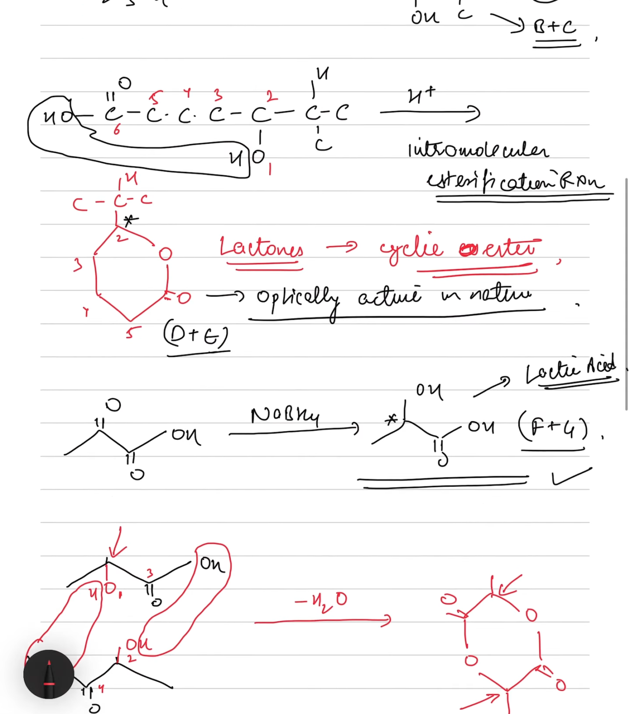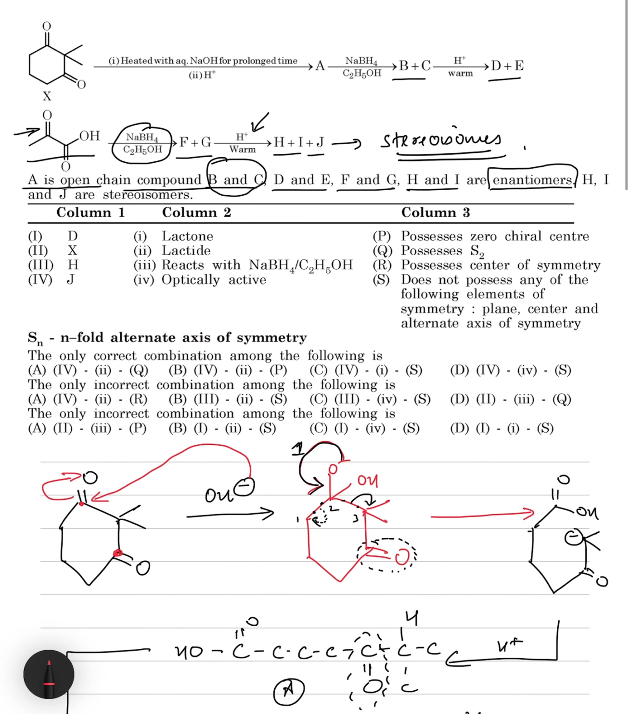Now let's go to the main part, the questions available here. Let's go to the first question. The only correct combination from among the following, we have to find which one is the correct option, right? If we talk about option A, fourth, second, and Q. Now the fourth one is J, right? And the second one, lactide. J is lactide also, right? J and second are correct. And second goes to Q.